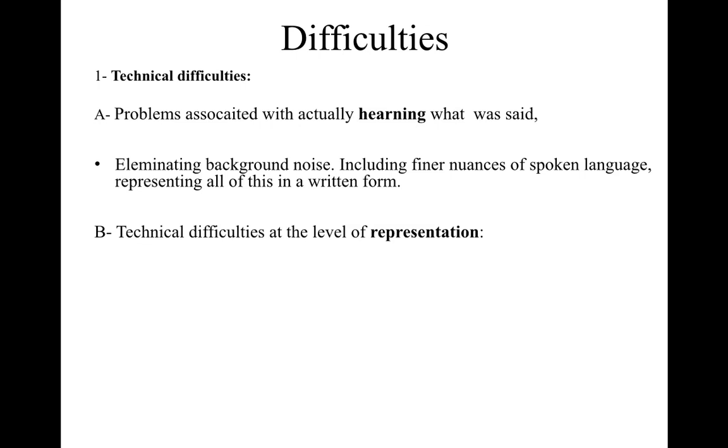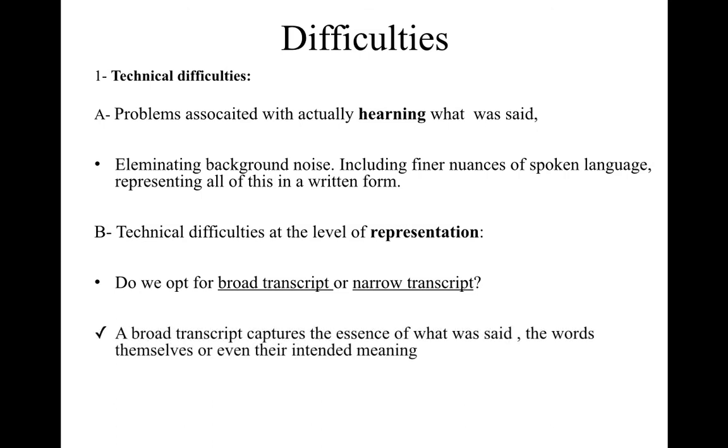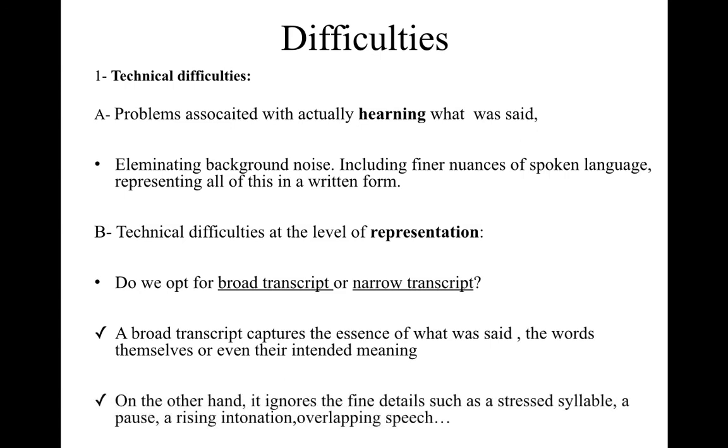The second point is technical difficulties at the level of representation, when we write down what we have recorded. Do we opt for a broad transcript or a narrow transcript? A broad transcript captures the essence of what was said, the words themselves, or even their intended meaning. We tend to record only what is important. It's a kind of gist, with no details. A broad transcript ignores fine details such as stressed syllables, pauses, rising intonation, and overlapping speech, which is the function of a narrow transcript.